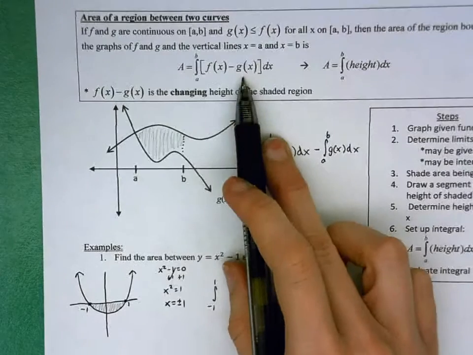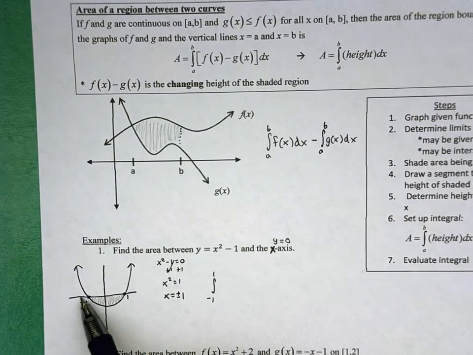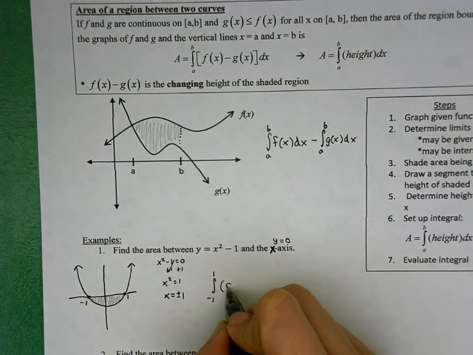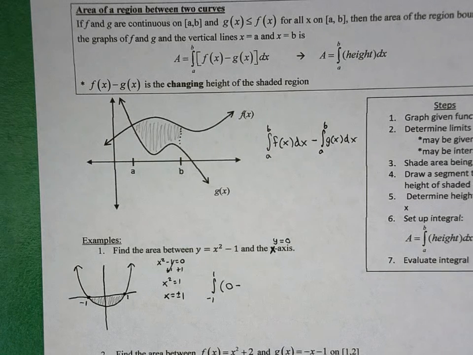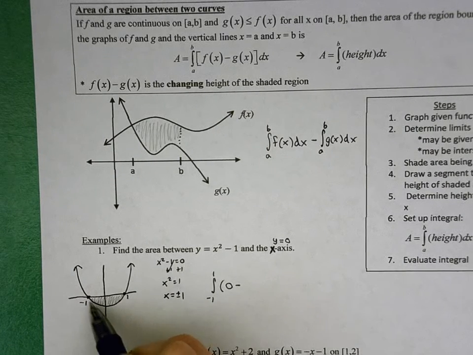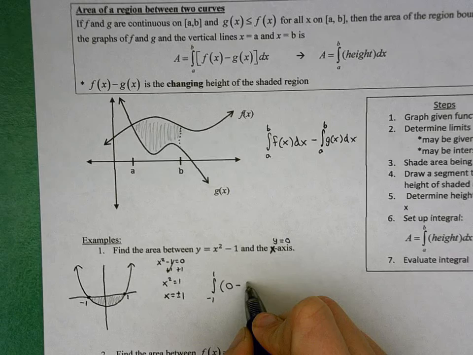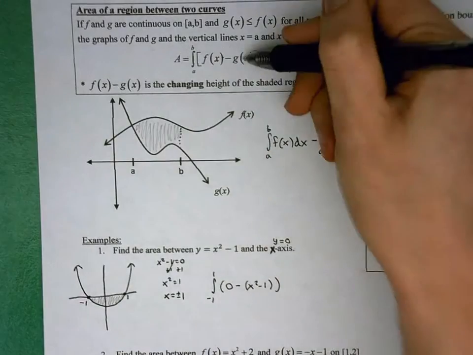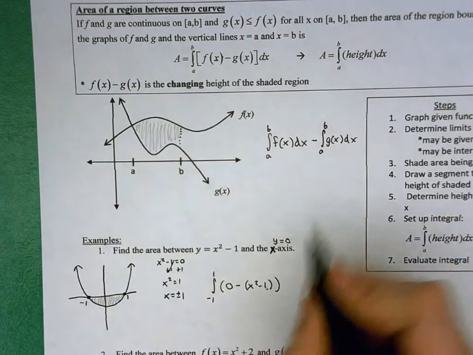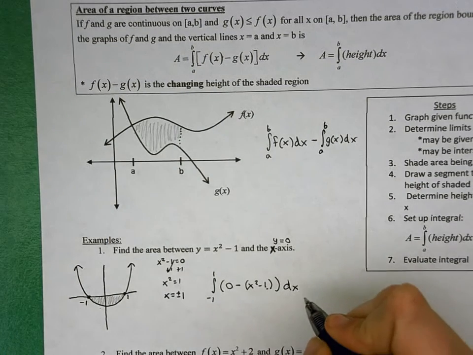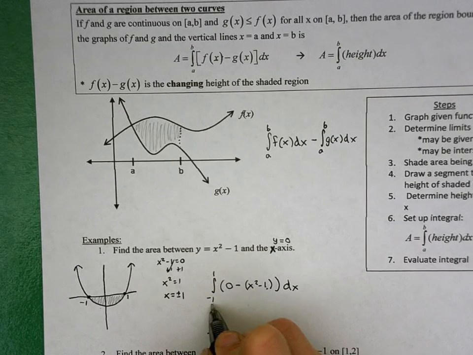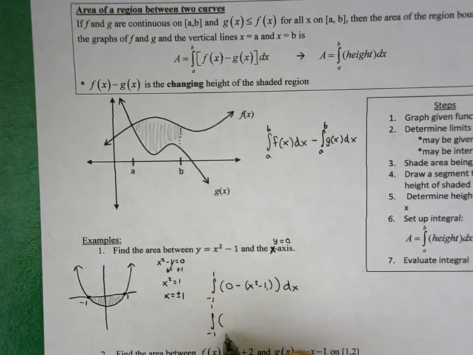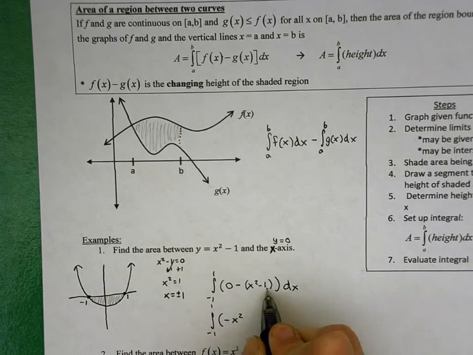Okay, my upper graph here is this horizontal line, which is the x-axis, which is y equals 0. Minus, and my lower is the curve, the parabola, which is x squared minus 1. So again, our f of x minus our g of x, our upper minus our lower. And then we integrate from negative 1 to 1. The 0 minus anything, the 0 is just going to go away, and so we're going to distribute that negative in. We have negative x squared plus 1.